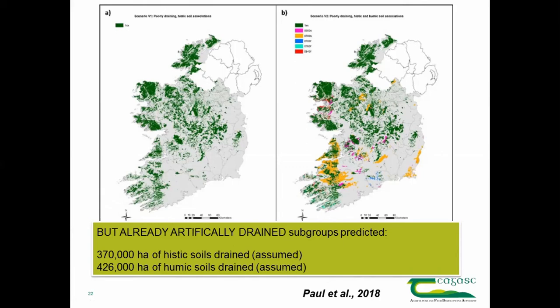So what's already artificially drained, and this is an outer limit again, I suppose it's worth saying, is 370,000 hectares of the histic soils, the organics, and 426,000 hectares of humic soils drained. So again, this is what's under the remit of agriculture. This is not to say that there aren't other organics that are drained for other purposes or under other headings, as we showed in one of the tables two or three slides back.